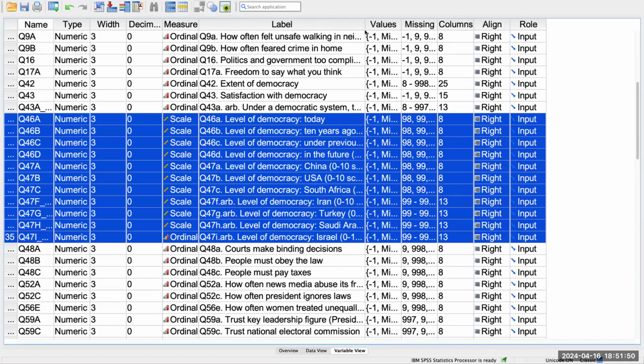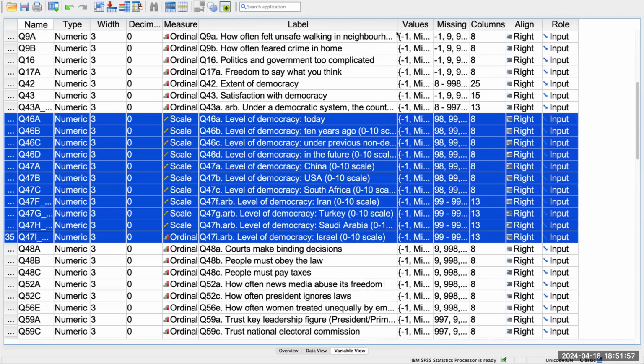But for example, what is the relationship between the level of democracy today and the level of democracy 10 years ago? Does everybody see that? Or what is the relationship between democracy today and democracy in the future? Again, two scale variables is what you want. Okay. Now, this is the data set. I don't put this data set together. This is the data set in your classroom, but you're looking for two scale variables that make sense.